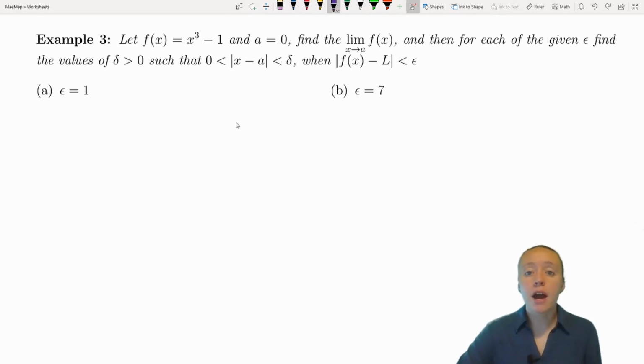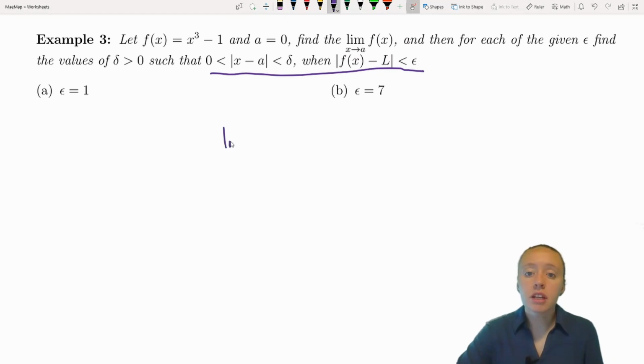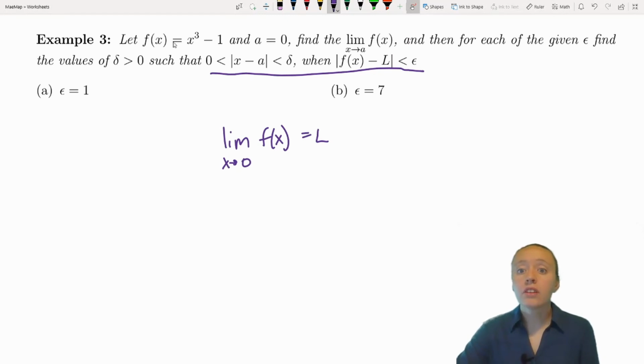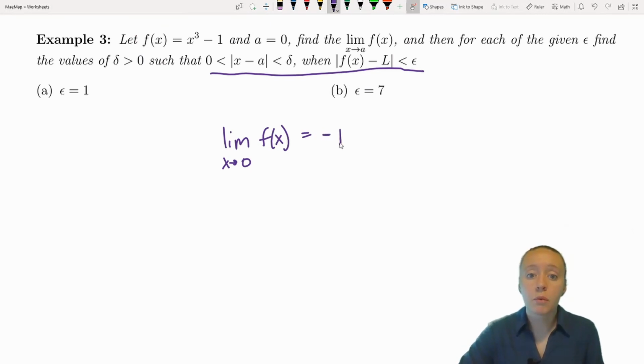So right off the bat, I want to fill in my conditions and I want to rewrite my limit so that I can visualize it. So we have the limit of f of x as x approaches a, which they tell us our a value is 0, is going to equal some L. Well, look, f of x is a polynomial function, so in order to solve that limit, we can just plug 0 right on in. So plugging 0 in, we get that L is going to be -1.